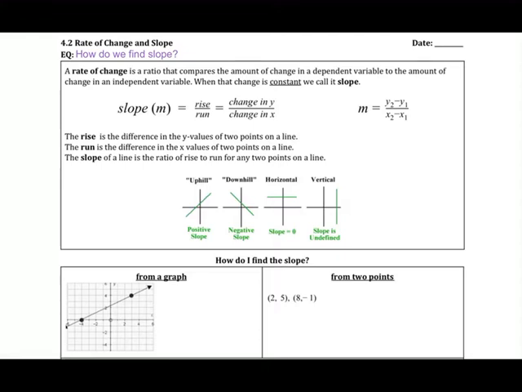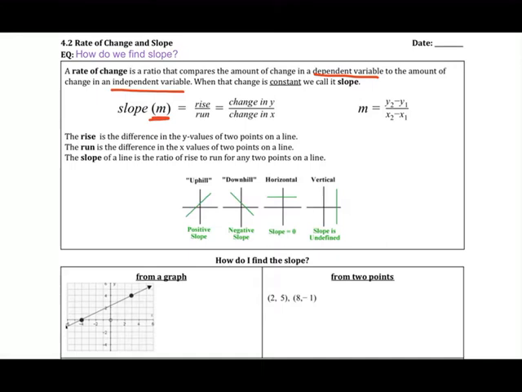Slope is the rate of change, or you can think about it as how the angle is changing or the pathway is changing. So a rate of change is a ratio that compares the horizontal change and the vertical change. It compares the change in the dependent variable to the change in the independent variable. And remember that the dependent variable is our y and the independent variable is our x. And when that change is constant, we call it slope. So we use the letter m to represent slope.